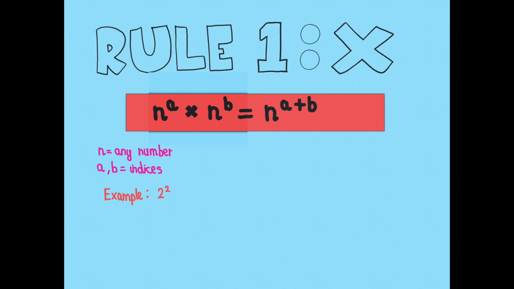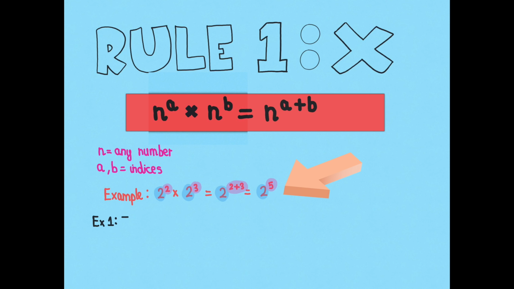Here is an example of law 1. 2 is our base, and 2 and 3 are our indices. As you can see, 2 and 3 have been added together to make 5 as our final index. Our new simpler answer is 2 to the power of 5.